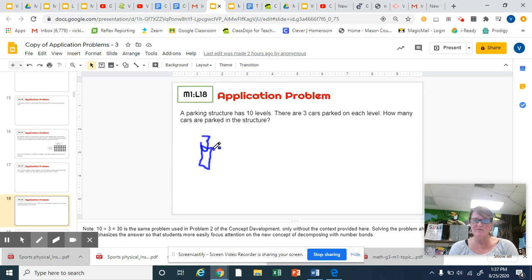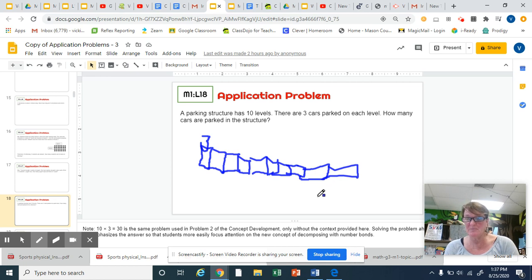So there's my first level, my second level, my third, fourth, my fifth. I haven't gotten any better, have I? My sixth, seventh, 8, 9, 10. And I always tell my class, just pretend like they're perfect. Okay, so on each level, there are how many cars parked on that level? You are correct, 3. So I'm going to place my 3.